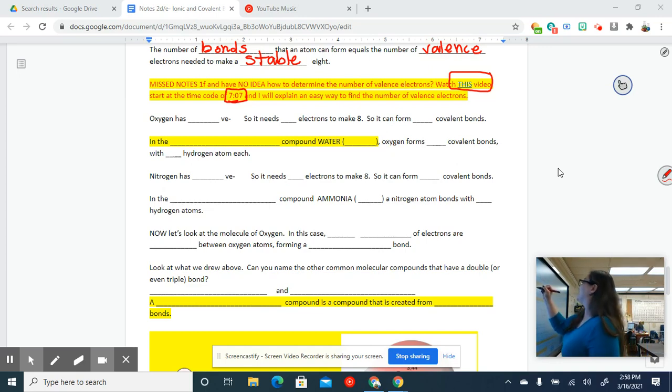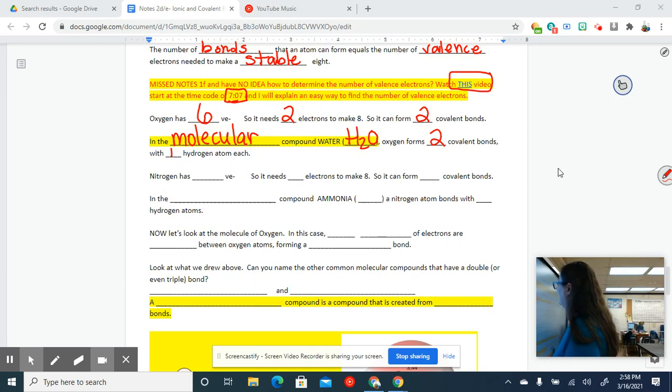Moving on. Oxygen has 6 valence electrons. So it needs 2 electrons to make 8, so it can form 2 covalent bonds. In the molecular compound of water, H2O, oxygen forms 2 covalent bonds with 1 hydrogen atom each.